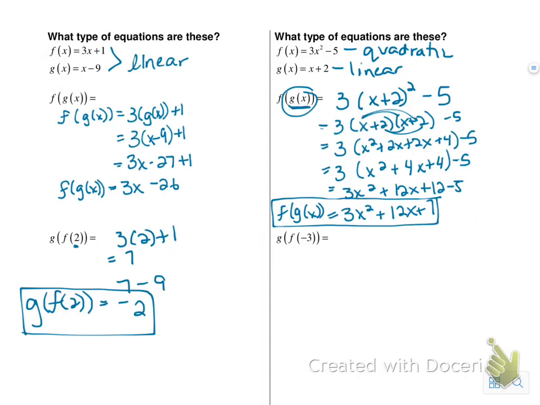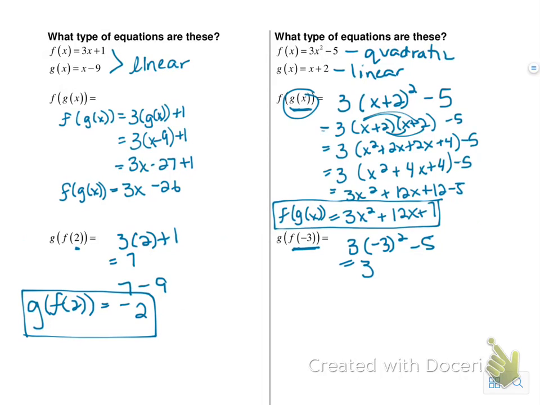Okay, now I want g of f of negative 3. So I'm going to start here. I'm going to do f of negative 3. So 3 times negative 3 squared minus 5. Any negative number squared is positive. So 3 times positive 9 is 27, minus 5 is 22.